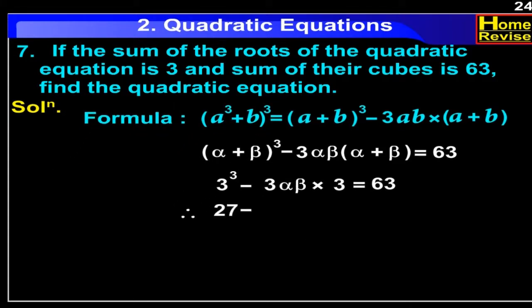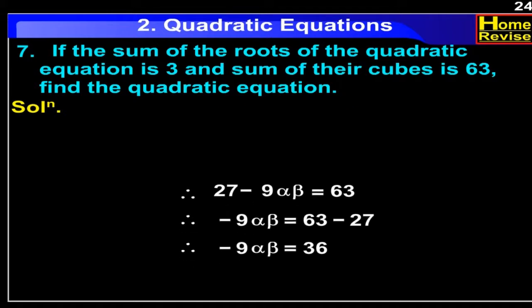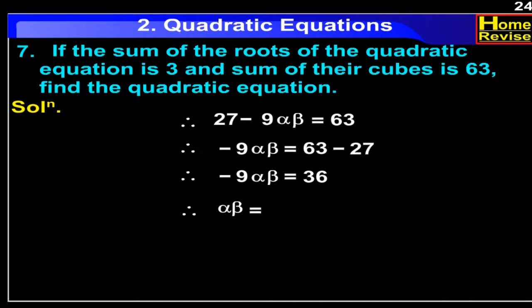Therefore, 27 minus 9 alpha into beta is equal to 63. Therefore, minus 9 alpha into beta is equal to 63 minus 27. Therefore, minus 9 alpha into beta is equal to 36. Therefore, alpha into beta is equal to 36 divided by minus 9, which is equal to minus 4.